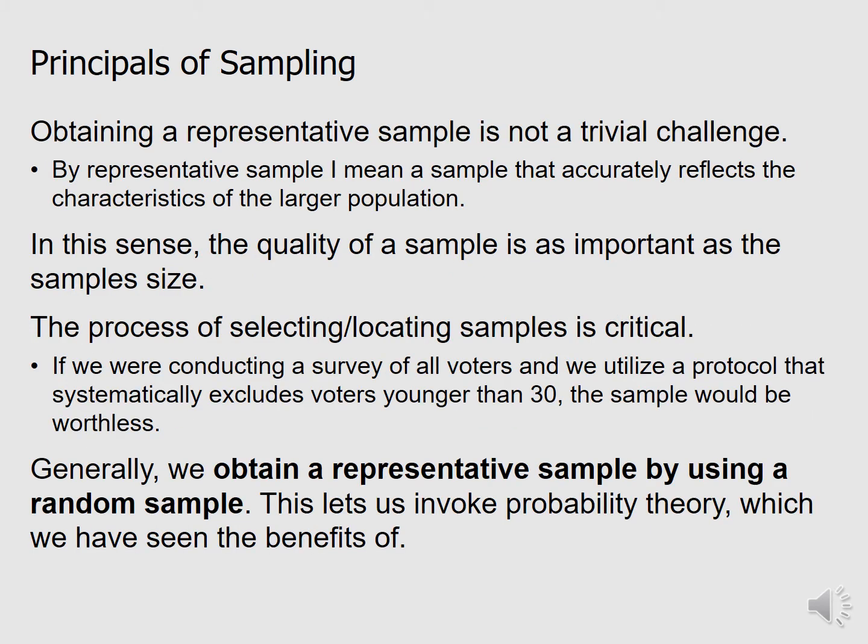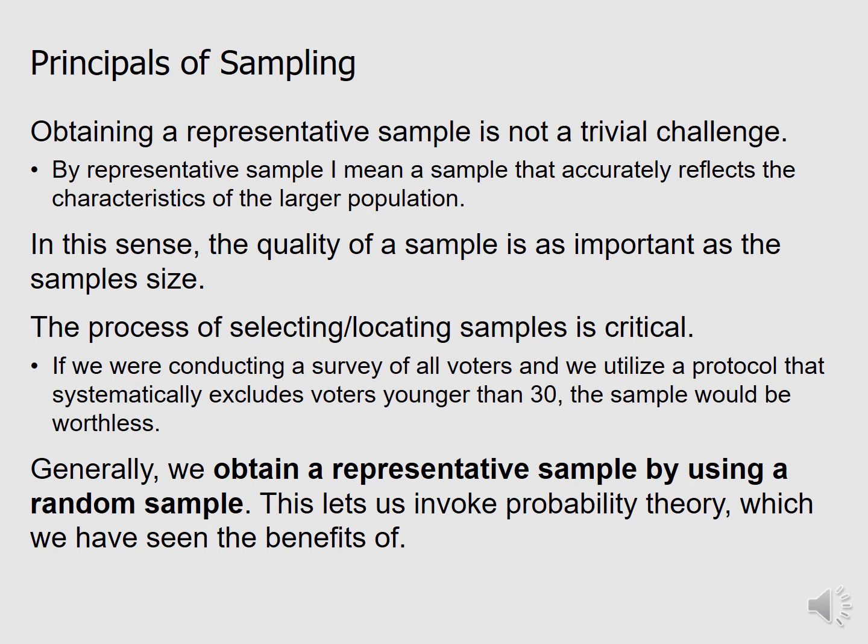When it comes to generating a representative sample, it is not a trivial challenge. By this, I mean a sample that accurately reflects the characteristics you are trying to capture from the population. Because of this, the quality of a sample is as important as the sample size. As we move through the next few weeks of the class, it should become clear that all the designs we talk about are just different ways of selecting which parts of the population to measure, and that this is a critical step. If we were conducting a survey of all voters and we utilize a protocol that systematically excludes voters younger than 30, the sample would be worthless.